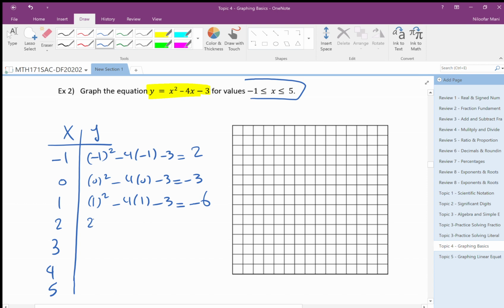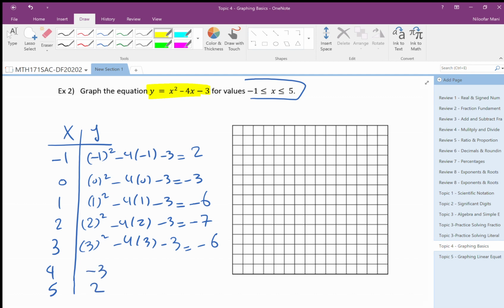How about if I do 2 squared minus 4 times 2 minus 3, which is 4 minus 8, which is -4, minus 3, which is -7. How about if I do 3? So it's 3 squared minus 4 times 3 minus 3, so it's 9 minus 12 minus 3, which is -6. Okay, if I put 4, I see it's -3, and when I put 5, it's 2.